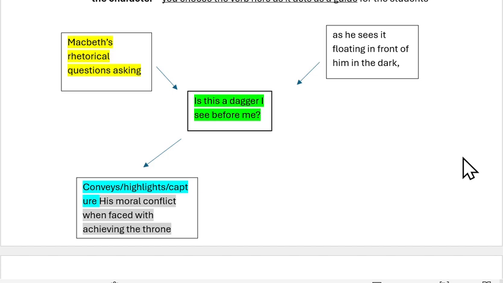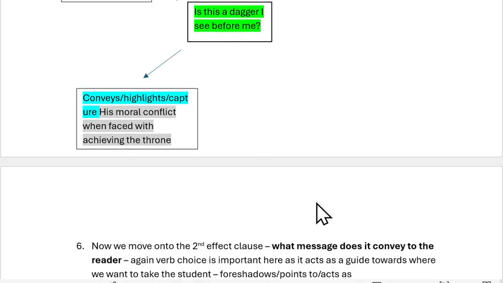Okay? Conveys or highlights or captures his moral conflict when faced with achieving the throne through nefarious means or through regicide or whatever you want to say there. So the important thing there is the moral conflict. Moral, ethical, confusion, tension, all those sorts of words you want to put up on the board to give the students options on how they want to write that effect clause.